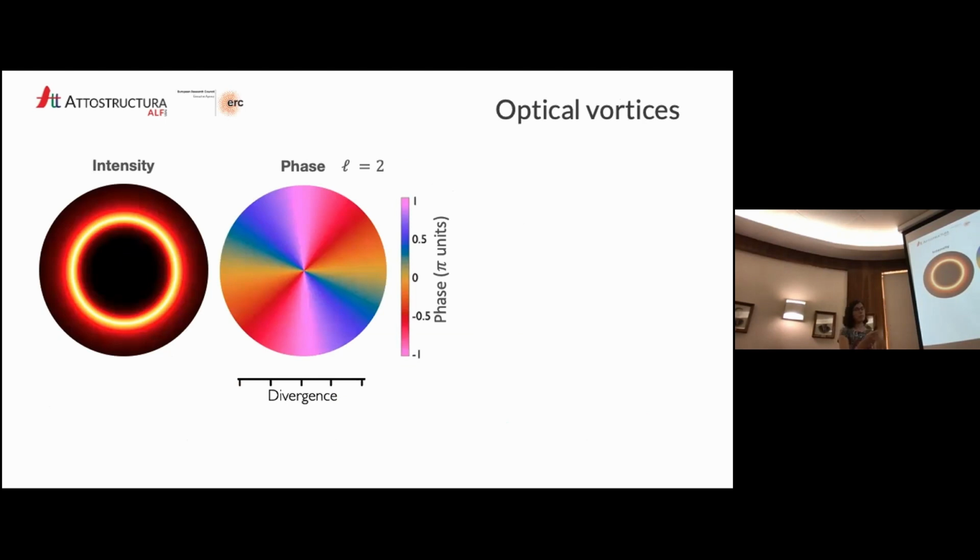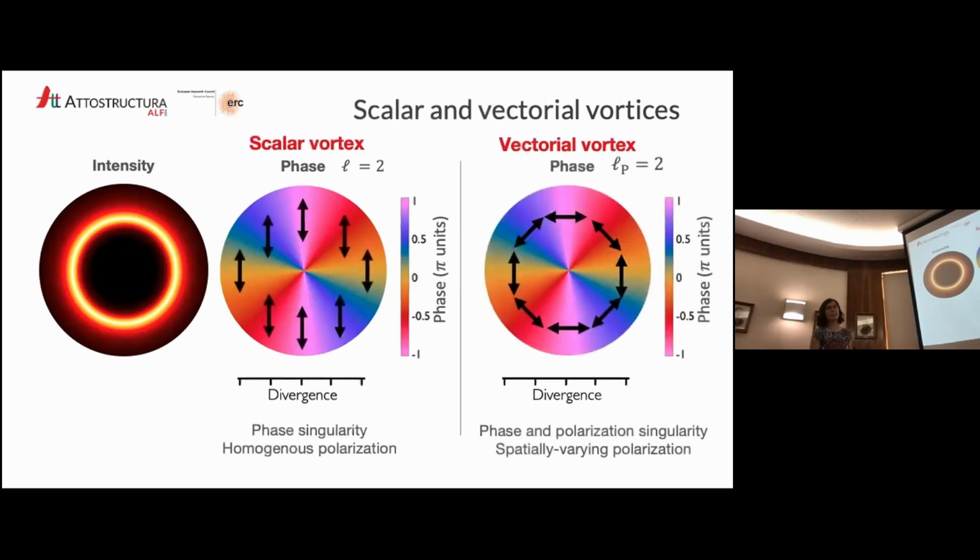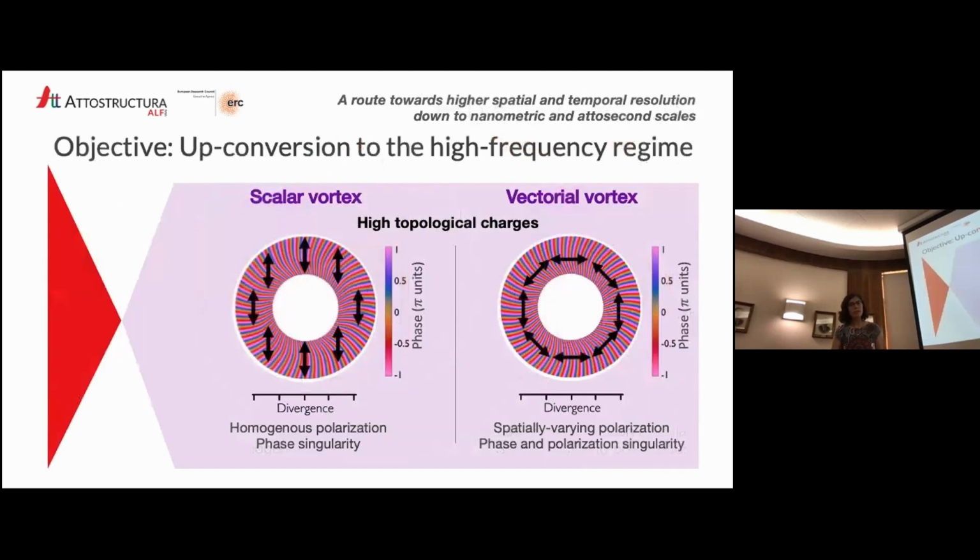In general, optical vortices are scalar. They have just one unique polarization state. But we can also build up vectorial vortices where at different positions we can have different polarization states. So in the case of a vectorial vortex, at the center we have both a phase and polarization singularity. Our goal in this work was to upconvert the scalar and vectorial vortices to the high frequency regime.